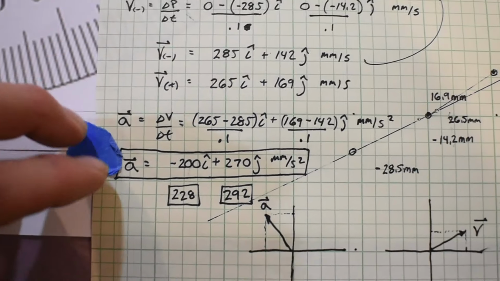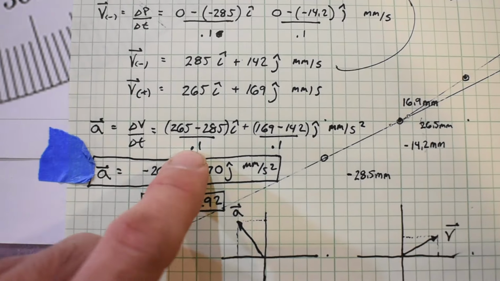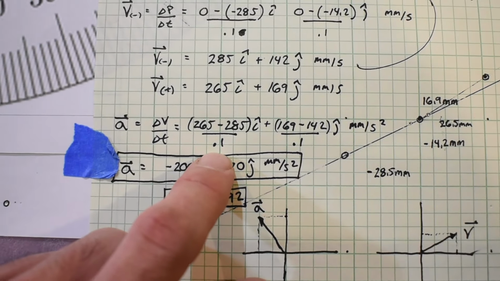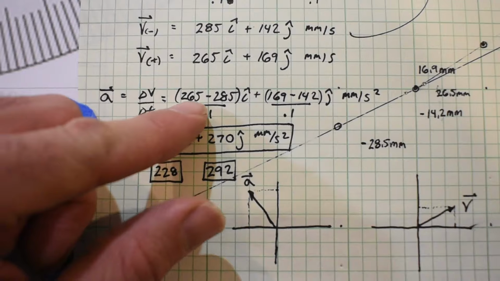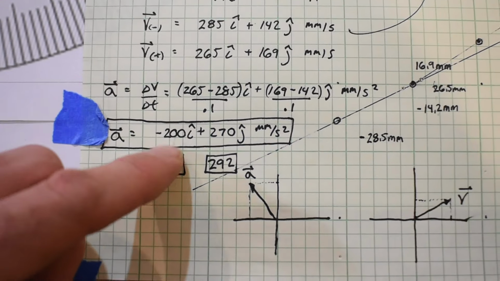And then the acceleration equation is just change in velocity over change in time. Again, our time frame was 0.1 seconds. And we're going to have, look at this, 20, but then divide by 0.1 is going to be 200.